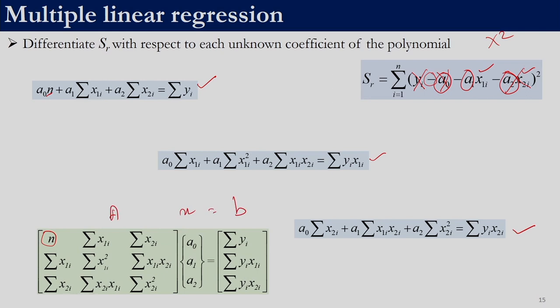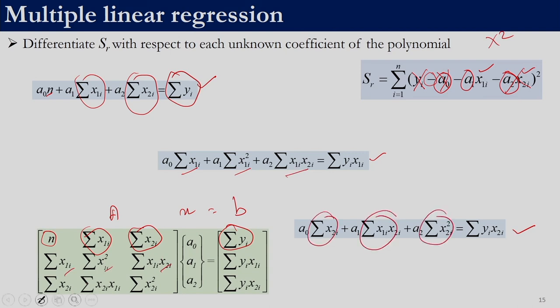The coefficient of a1 is sigma x1i. The coefficient of a2 is sigma x2i, so that is over here. So a0, a1, a2, and the right hand side is summation of yi, so that is over here. Similarly, the other 2 equations we can write: the coefficient of a0 is this, coefficient of a1 is this, coefficient of a2 is this. Those go into the coefficient matrix, and similarly for the third equation, these 3 values go into the coefficient matrix, and this right hand side is given over here.